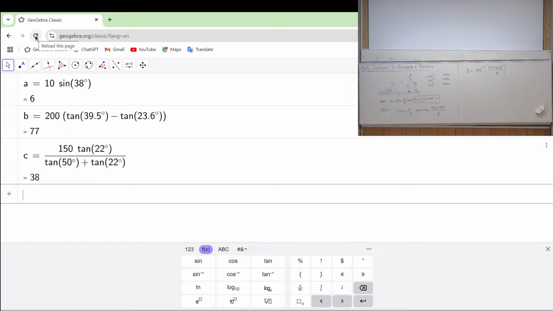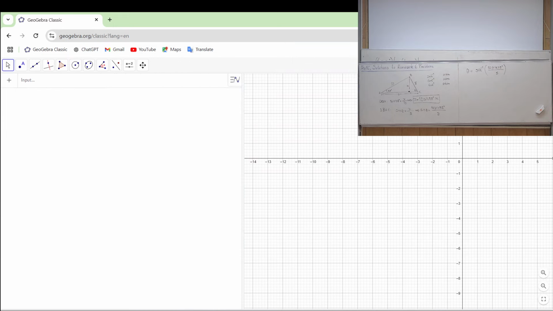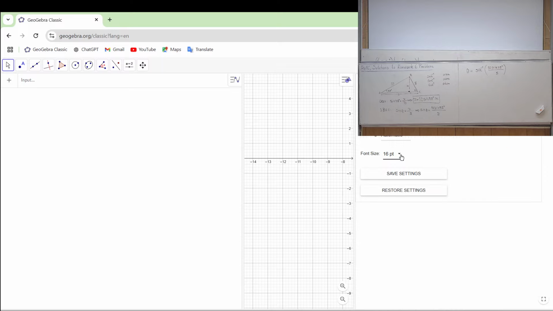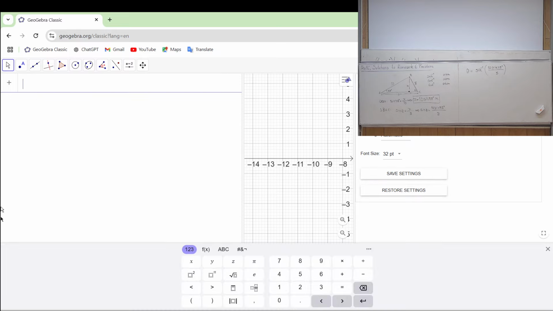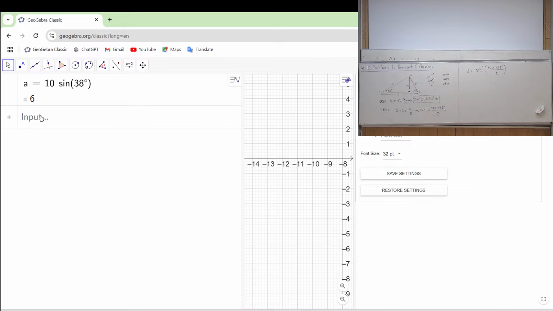So let me reload everything. I don't want to get confused. So let us start from scratch again. Oh, I changed the setting, but I forgot to save. So let me make it bigger. Save setting, come here. So let us do it again. A is equal to what? 10 sine 38 and then degrees. Yes, where is the degree sign here? And then, because I want to round to the closest integer, I have to do this one. Let me save setting again. So A is this number, of course.